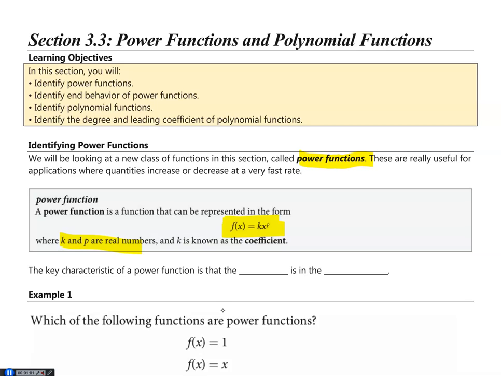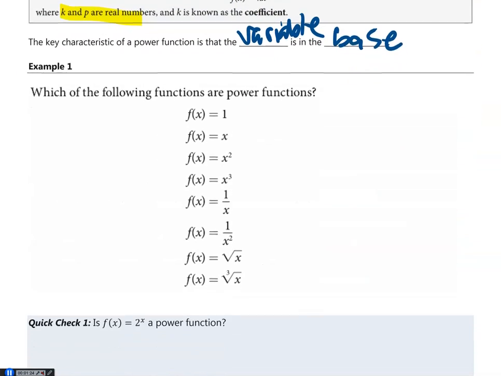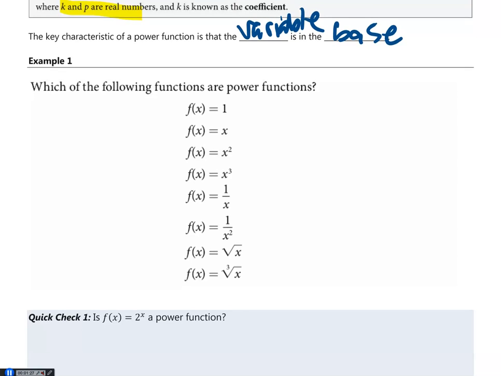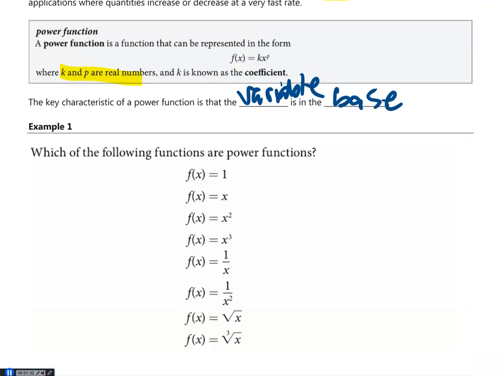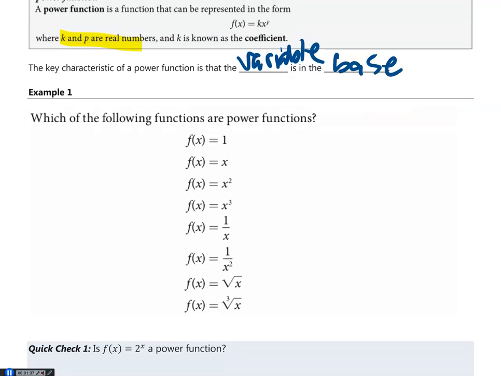The key characteristic of a power function is that the variable is in the base, and that is that variable x. So let's have some examples here. Which of the following functions are power functions? So remember, f(x) = kx^p, and it's a single term.